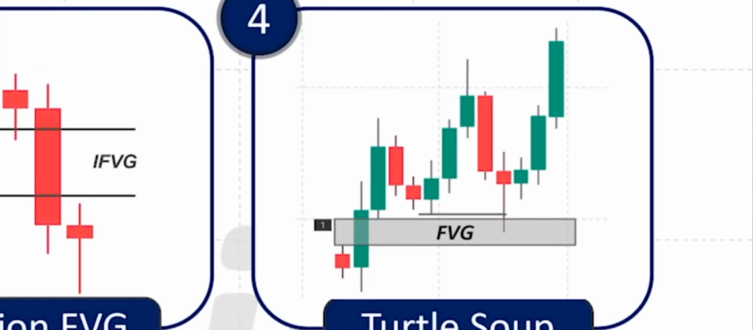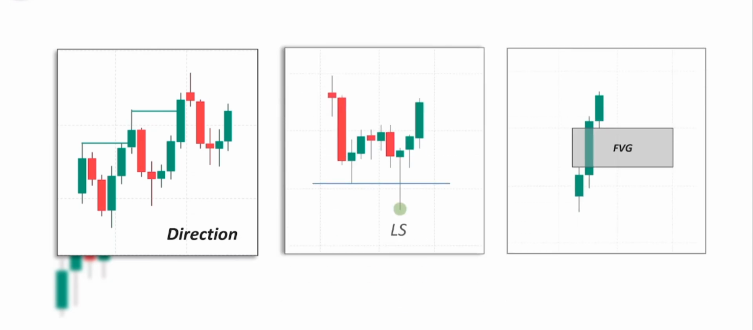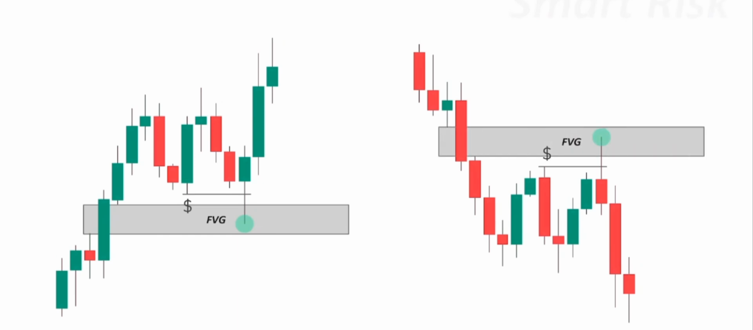Number 4. Turtle Soup. The Turtle Soup setup is another trading model that combines the concepts of market direction, liquidity raid, and fair value gap entry. A high probability bullish turtle soup setup occurs when the price raids liquidity below a recent low, while resting above a bullish fair value gap. Similarly, a bearish turtle soup occurs when the price raids liquidity above a recent high, while resting below a bearish fair value gap. Now, how do we enter the market?